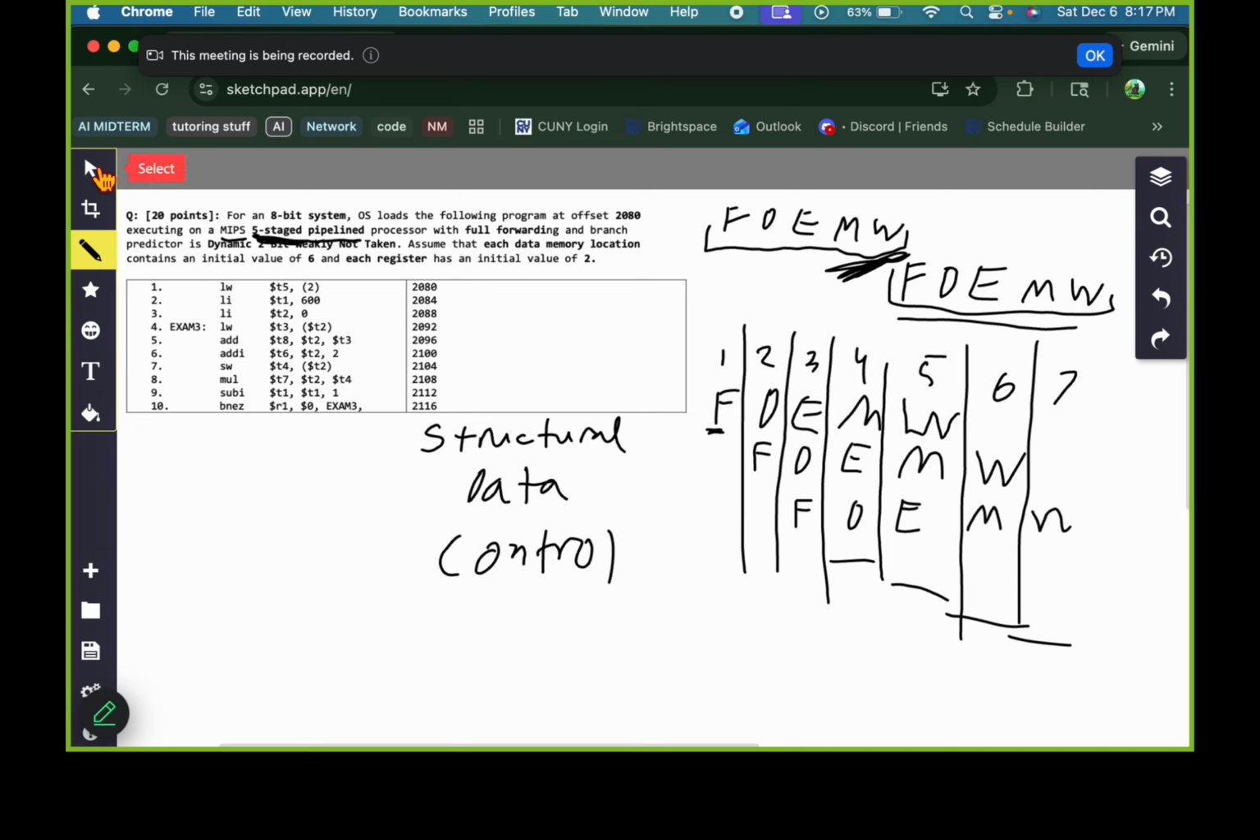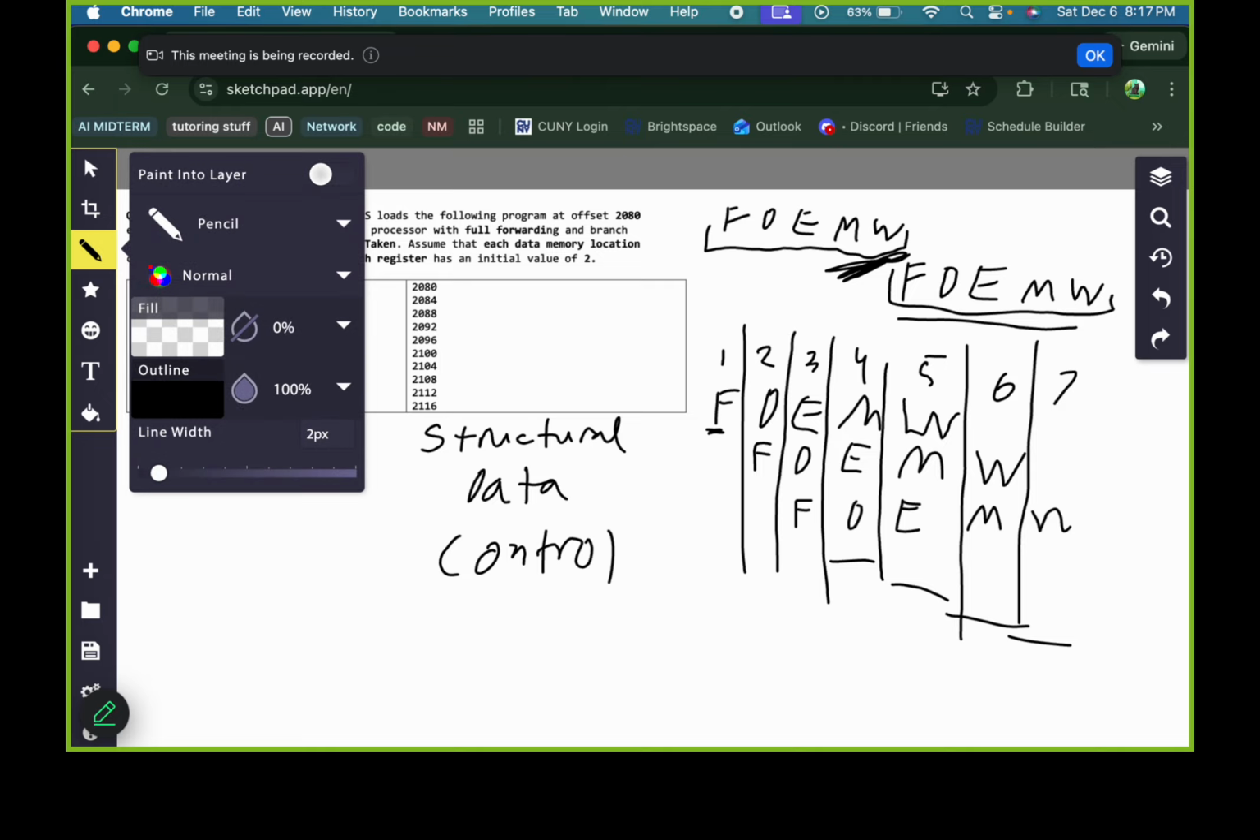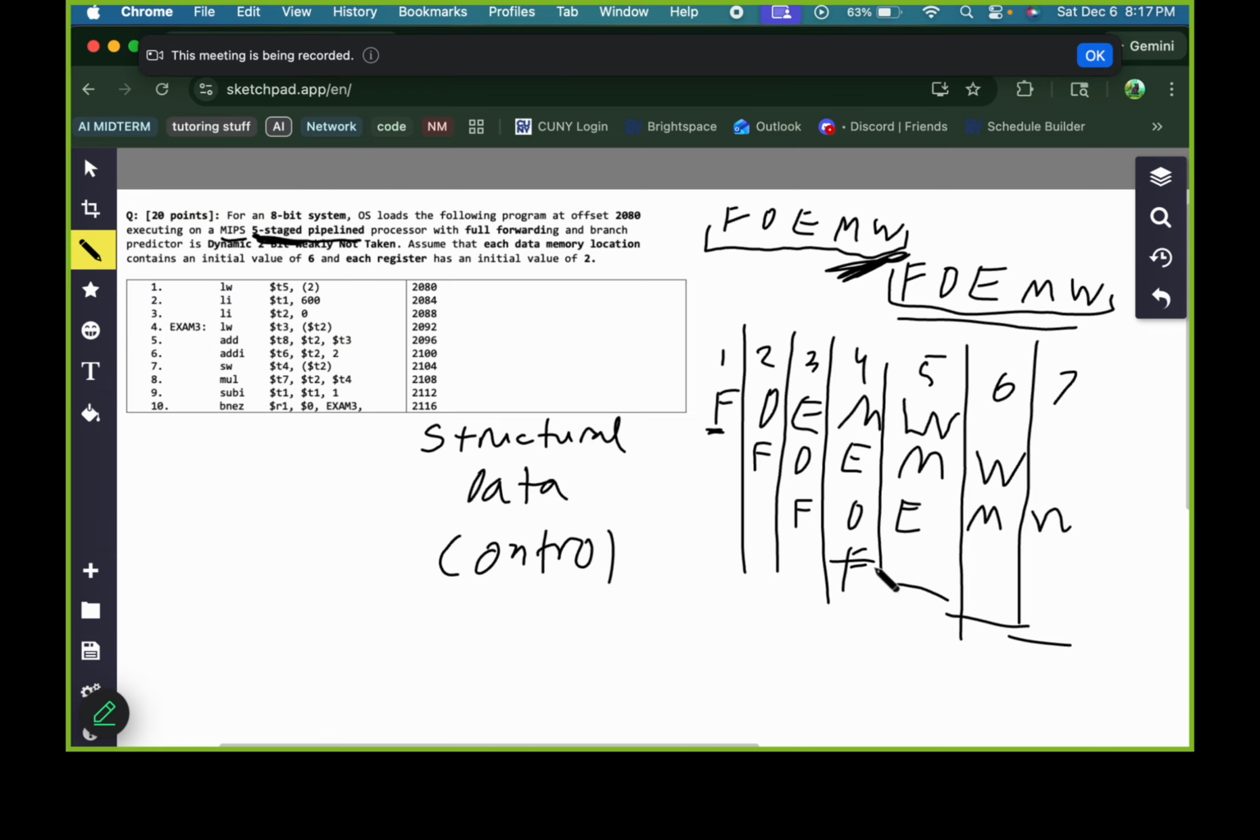But what if this was a little bit different now? And instead of this, right? Let's say for my next instruction starting here, fetch, decode. Let's say that this was, actually, let me clear this out and we'll start from a fresh example.